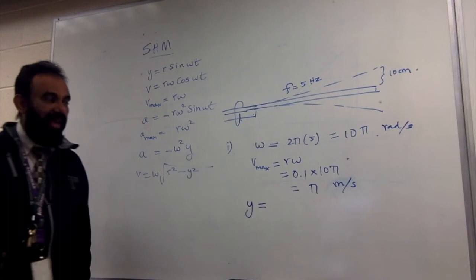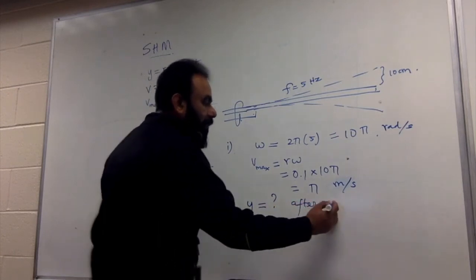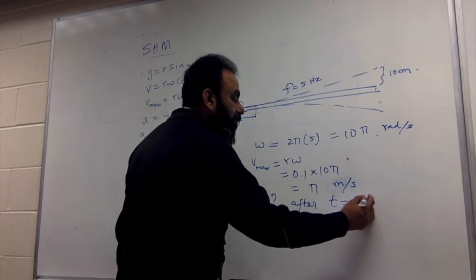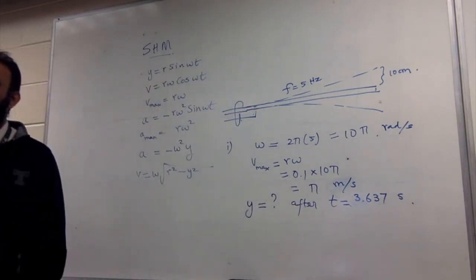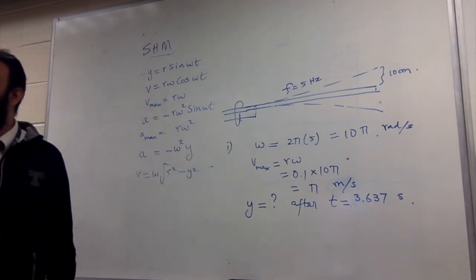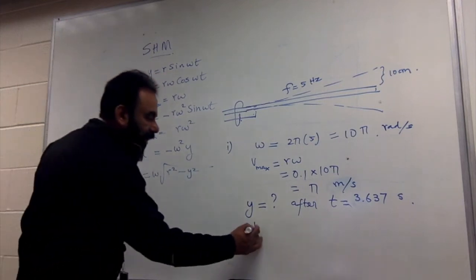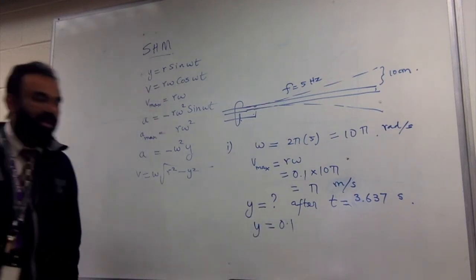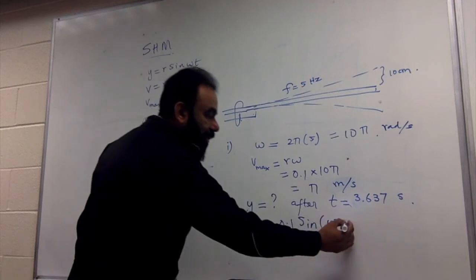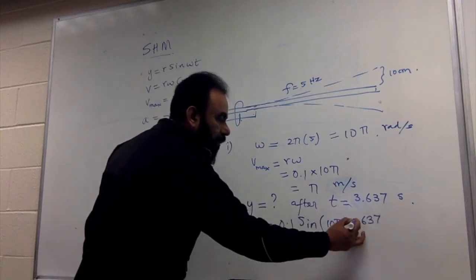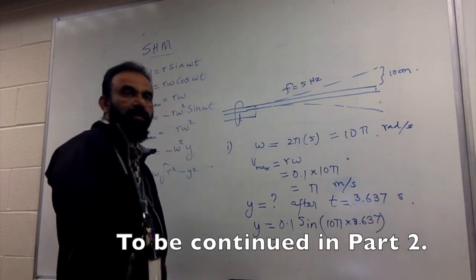Tell me where it is after a time of 3.637 seconds. Where is this meter stick? The tip of the meter stick. Use that equation. Y is equal to R sine omega, 10 pi times t. Meters. So it's 0.0, is it positive? Yes. Your calculator must be in the radian mode.